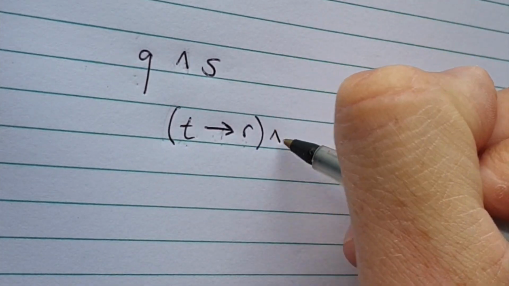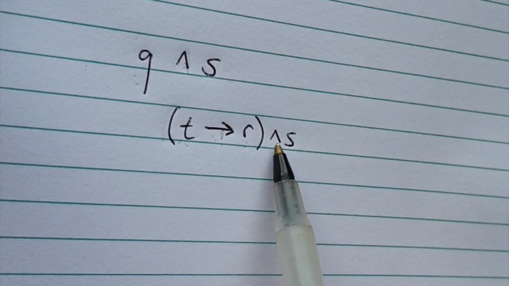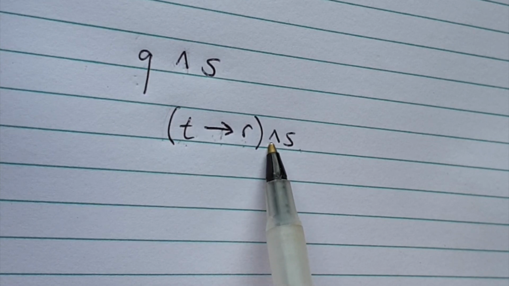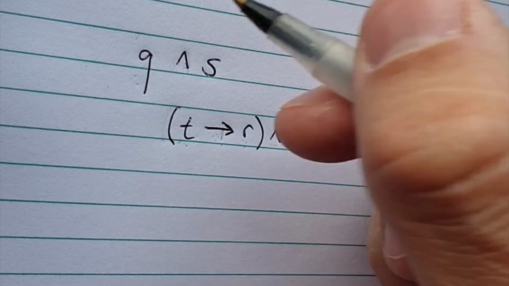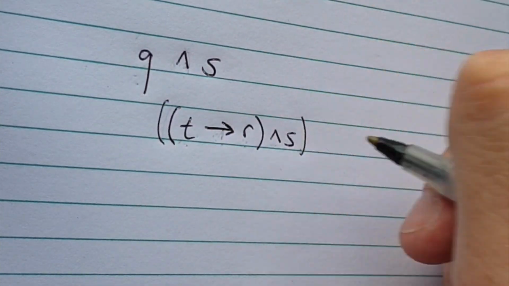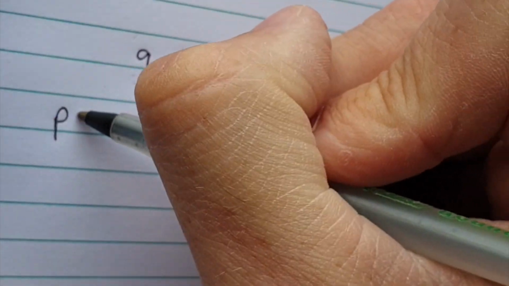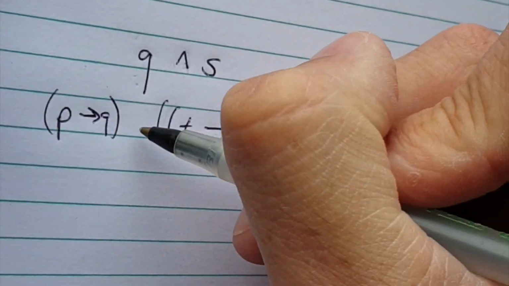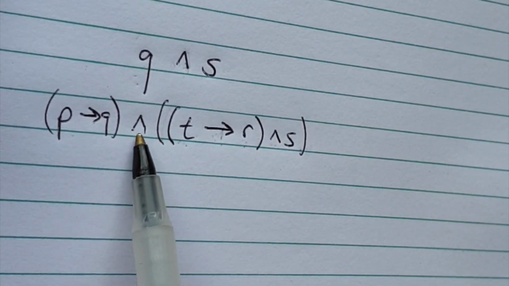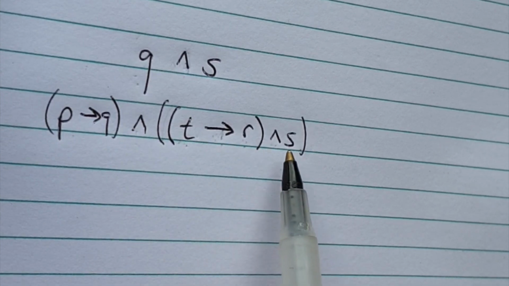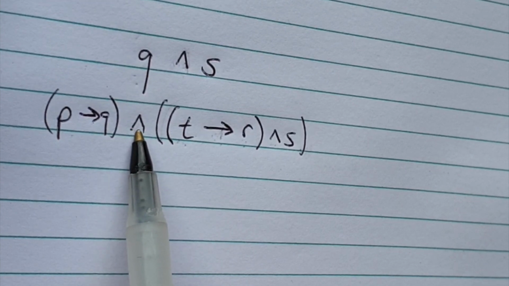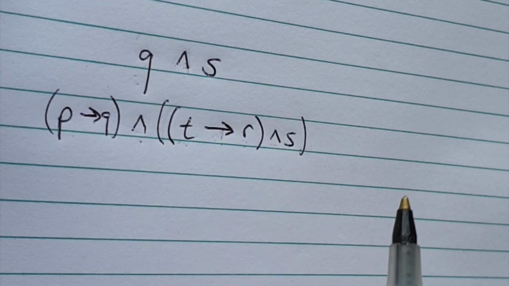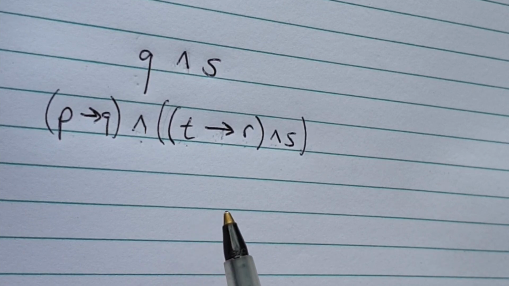If you look at a more complex sentence like T implies R and S, like this, now the main connective is a conjunction, because that's the one that came in last. The implication, still a connective, but not the main connective. Now if you were thinking about a sentence like P implies Q and T implies R and S, like this, now the main connective is this conjunction, because this is the one that came in last. All these other connectives, still perfectly good connectives, but they're not the main connective.